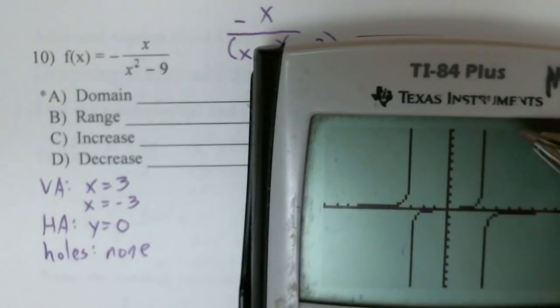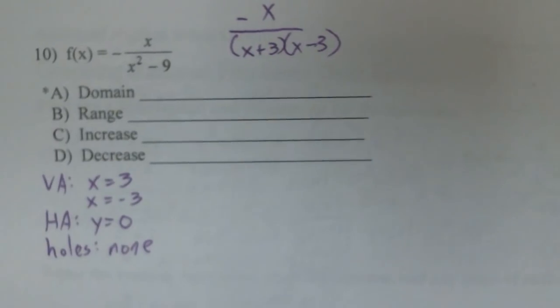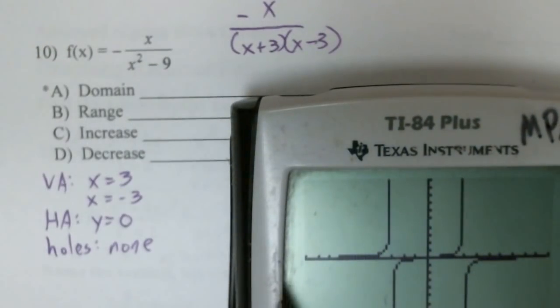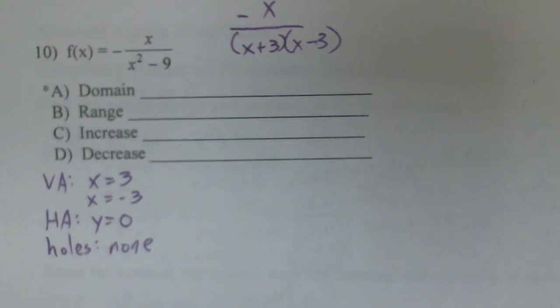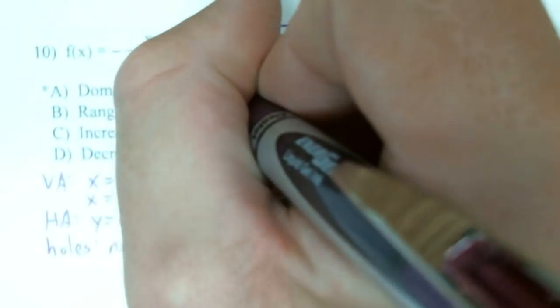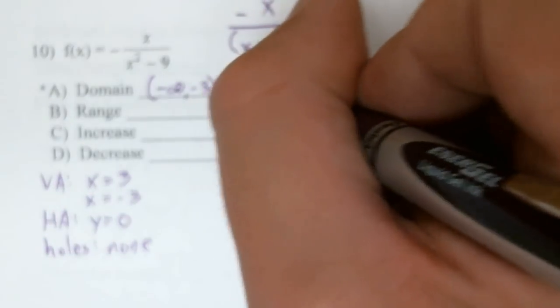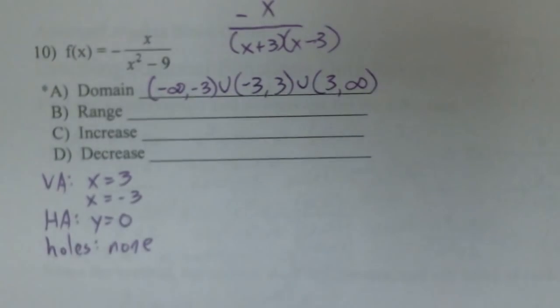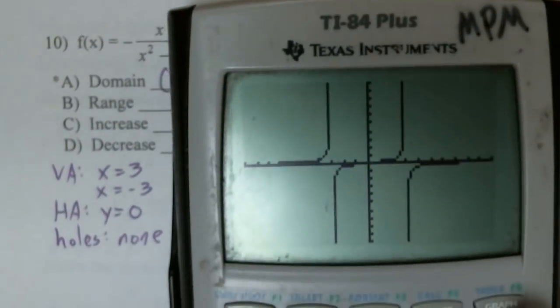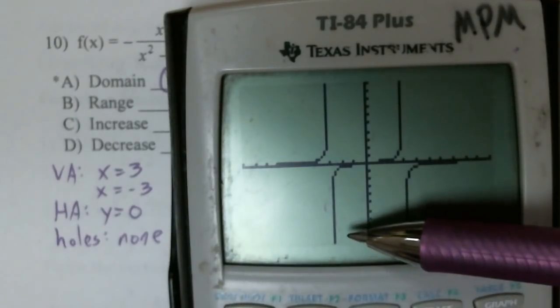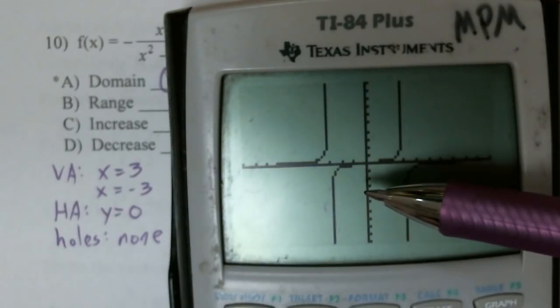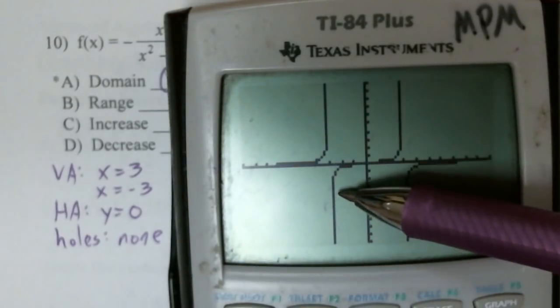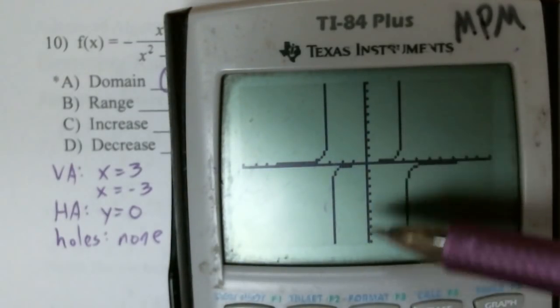There's my asymptote at negative 3 and my asymptote at positive 3. So my domain is going to be negative infinity to the asymptote, asymptote to asymptote, and then asymptote to positive infinity. So negative infinity to negative 3, union, negative 3 to 3, the two asymptotes, union, and then pick it back up at 3 till the end of time, infinity. All right, range, where do I have y values? I have y values everywhere. I do have a horizontal asymptote, which is basically the x-axis, but this graph cuts through the x-axis, so I do have y values everywhere.